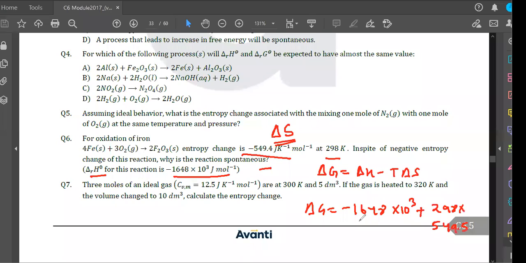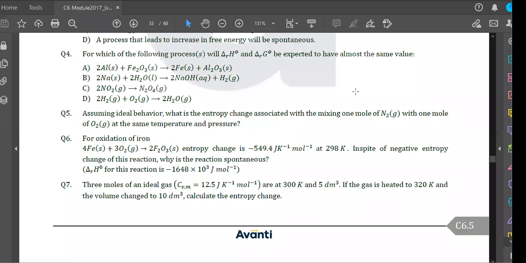So it will be 549.4. Now, if you see, this term is very big compared to this, yes or no? How many of you agree that this ΔH is very big compared to TΔS? Agree everyone? So obviously ΔG is negative, which shows that the reaction is spontaneous. Yes, everyone? Okay, very good.